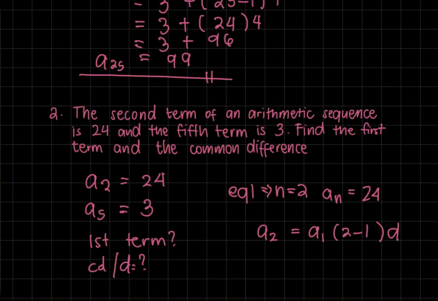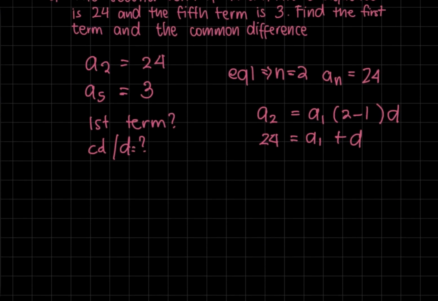So we substitute this value. So we have a sub 2, which is already given, is 24. And then we don't have our a sub 1, so let's just write that down. And then 2 minus 1 is 1. So we are left with d. This is our equation 1. Now let's write our equation 2.